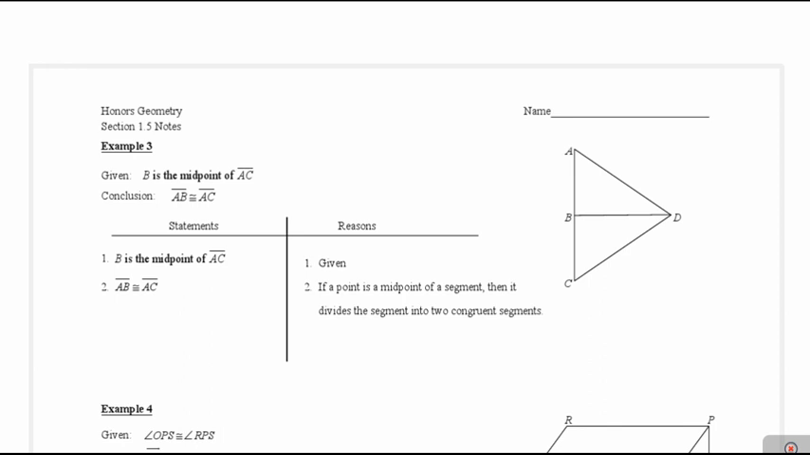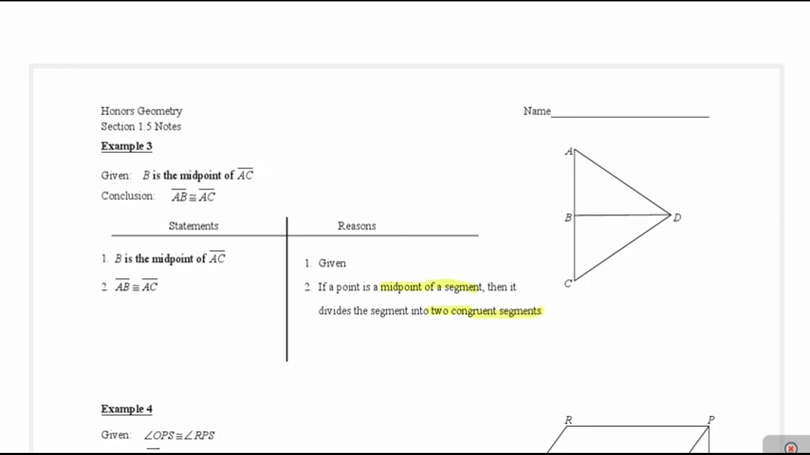Then we can go straight to our conclusion. AB is congruent to BC by definition of a midpoint. And make sure you have it worded correctly. So if a point is a midpoint of a segment, then it divides the segment into two congruent segments.